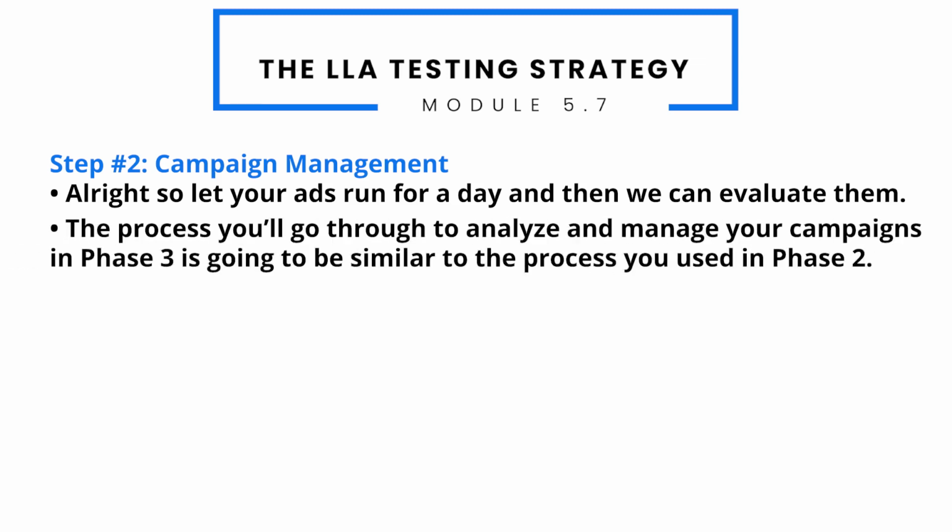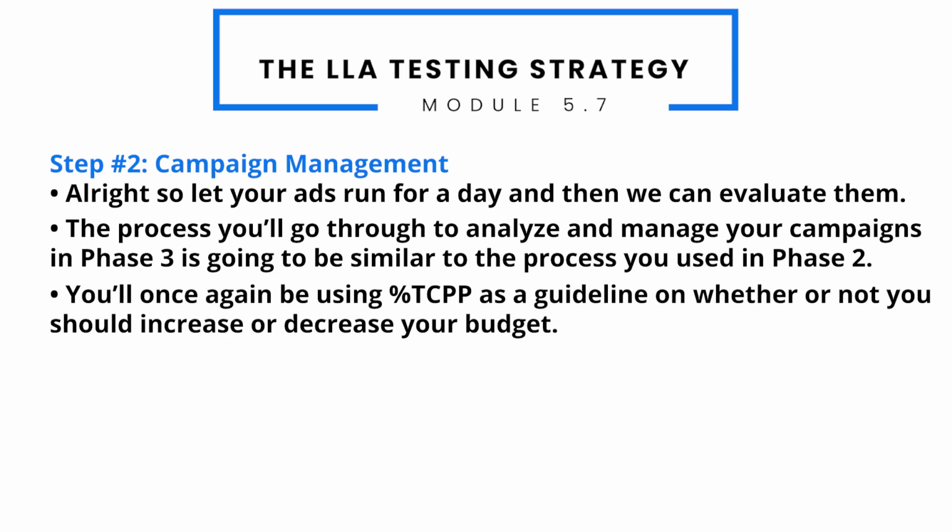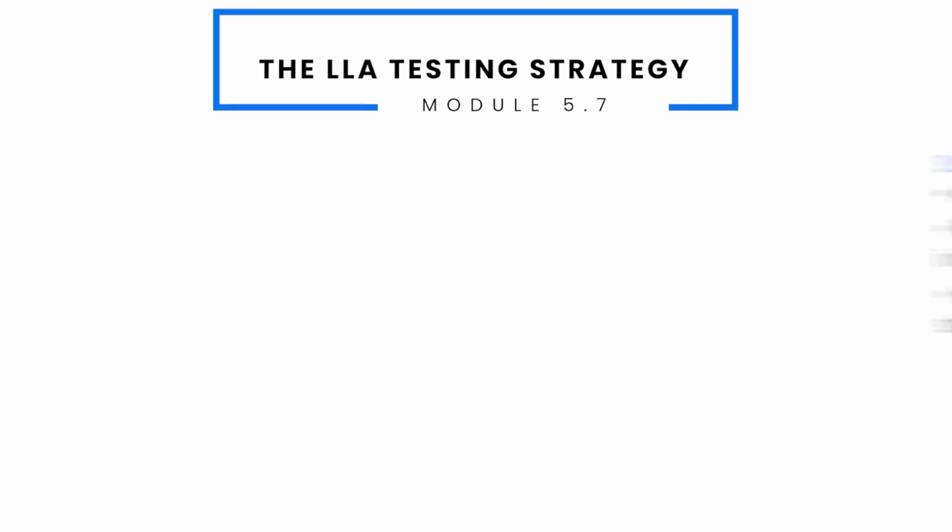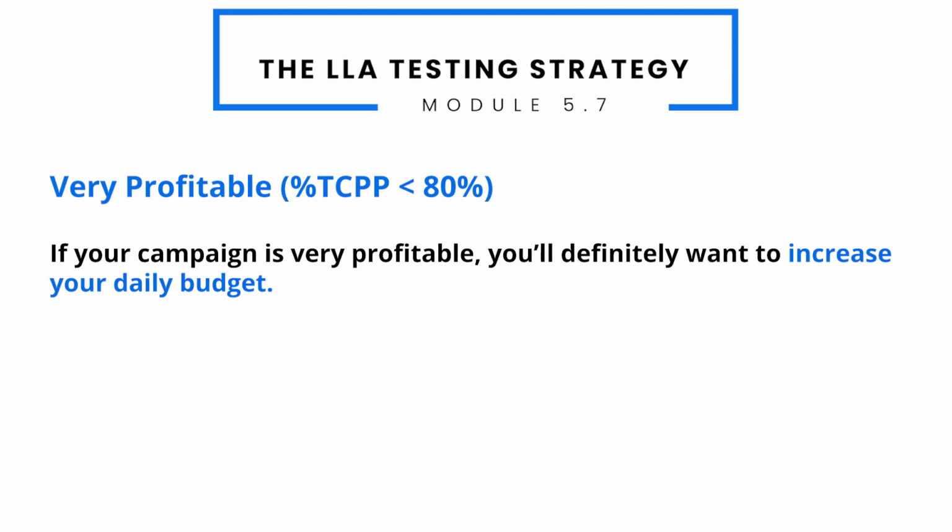The process you'll go through to analyze and manage your campaigns in Phase 3 is going to be similar to the process you used in Phase 2. You'll once again be using % target cost per purchase as a guideline on whether or not you should increase or decrease your budget. If your campaign is very profitable, you'll definitely want to increase your daily budget.